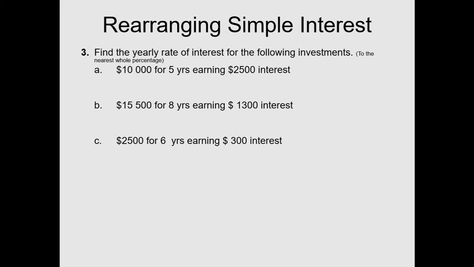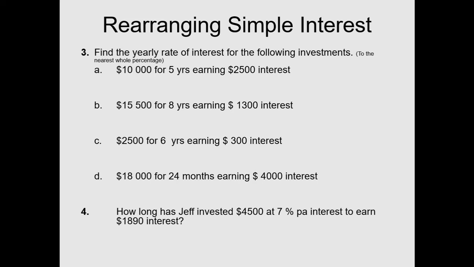C, $2,500 invested for 6 years, earning $300 in interest. Again, we know the P, we know the T, we know the I. Set that up and find the R. D, investing $18,000 for 24 months, be careful, months, earning $4,000 in interest. We know the P, we know the time in months, and we know the I. Set that up and find the R. And we want to find the yearly rate of interest, so we want the R per year. Think about that before you set it up.